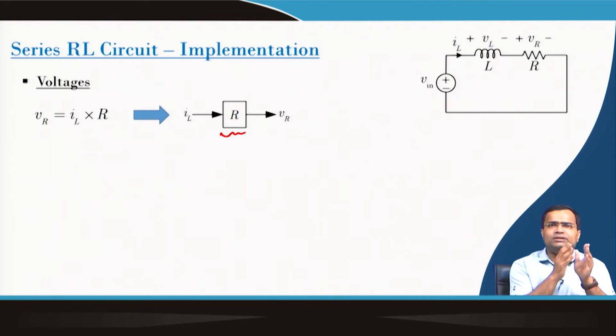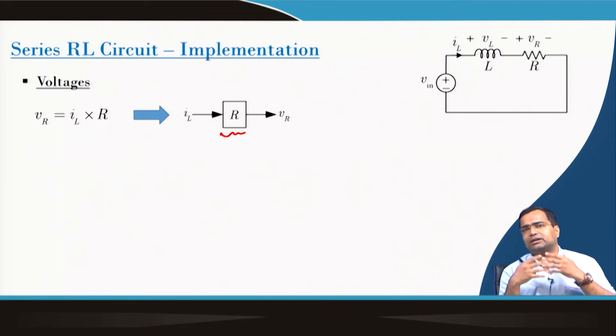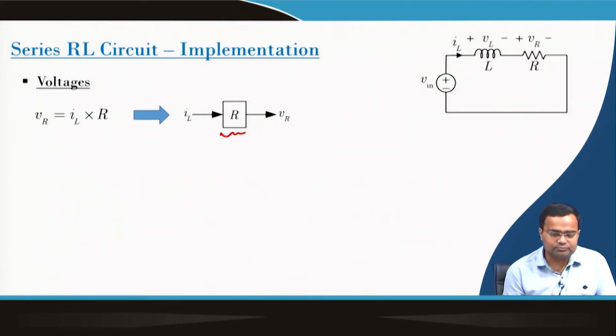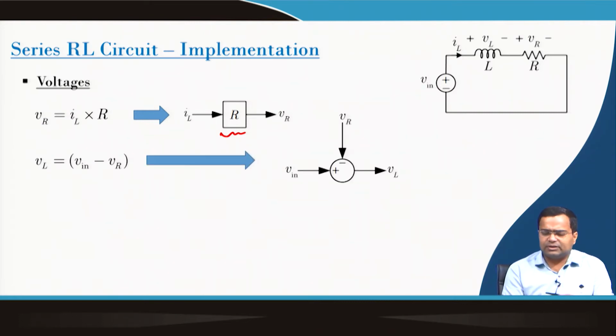And then once we set the parameter values, we can actually run the Simulink model, and accordingly we can simulate the circuit. Now, we know the voltage across the inductor is V in minus VR, it can be realized using a summing block, and that is also available in MATLAB. So, all these building blocks are designed keeping in mind the available blocks in Simulink.